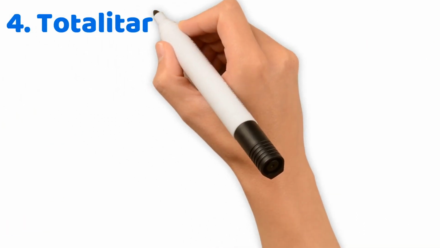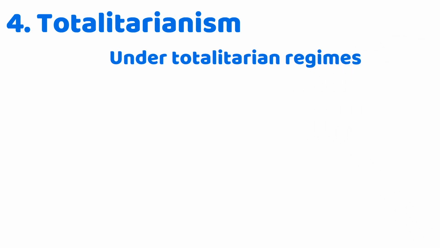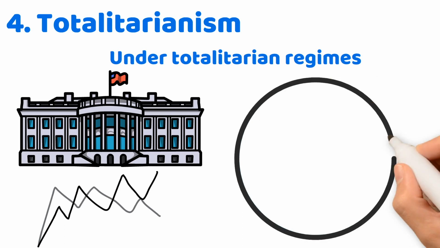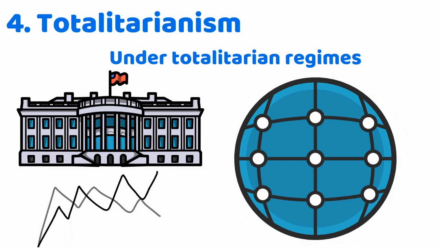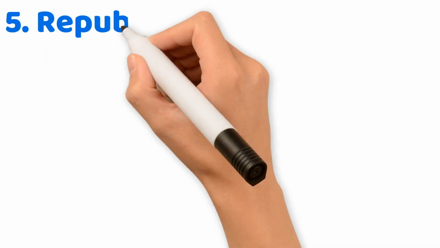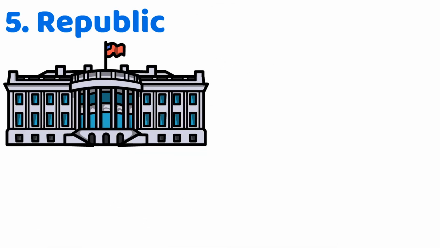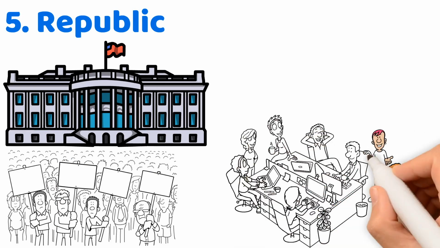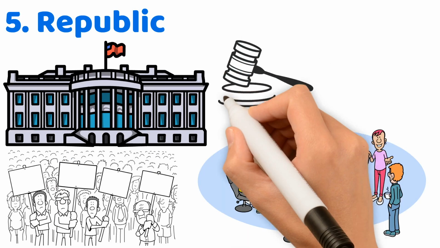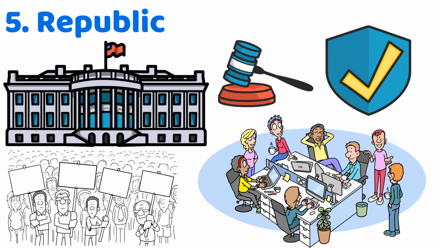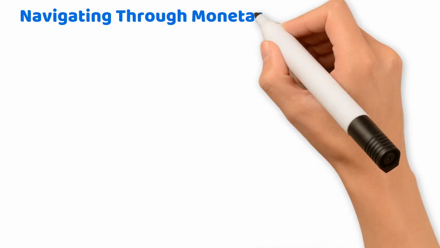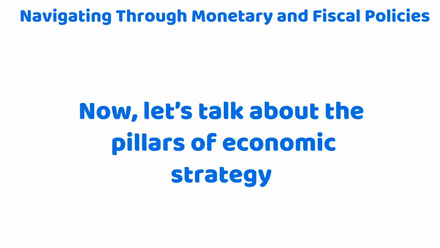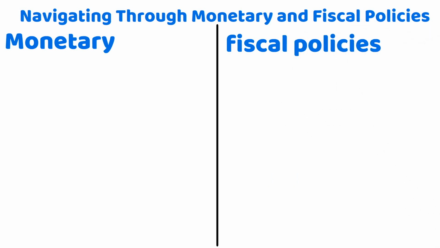4. Totalitarianism. Under totalitarian regimes, the government holds tight reins over the economy, often resulting in command economies where innovation and individual entrepreneurial activities might be stifled. 5. Republic. In republics, the government is a public matter, and officials are elected to represent the people. This system supports various economic systems, but generally upholds laws that protect private property and encourage free enterprise, navigating through monetary and fiscal policies.